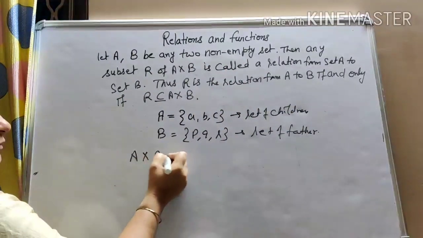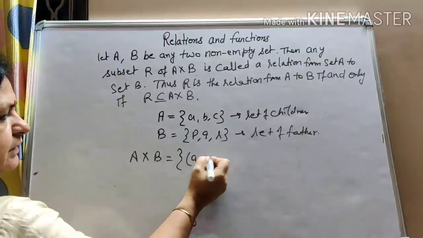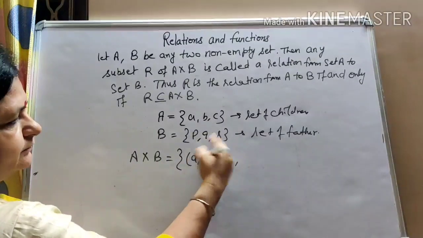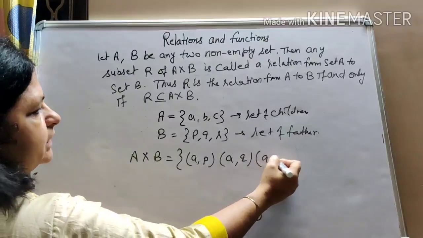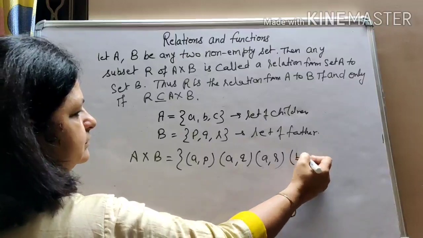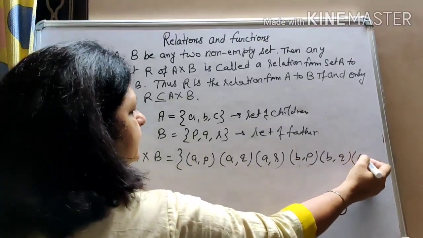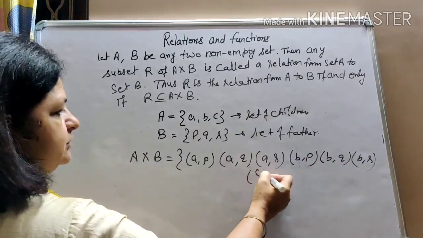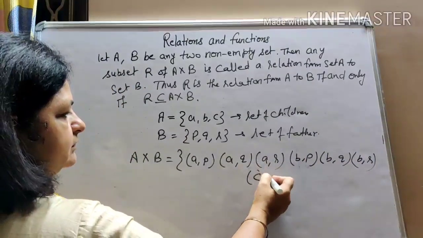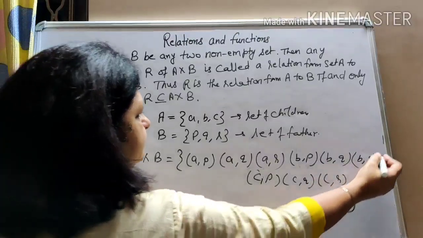Now Cartesian product of A and B will be A comma P, A comma Q, A comma R. B comma P, B comma Q, B comma R. C comma P, C comma Q, C comma R.